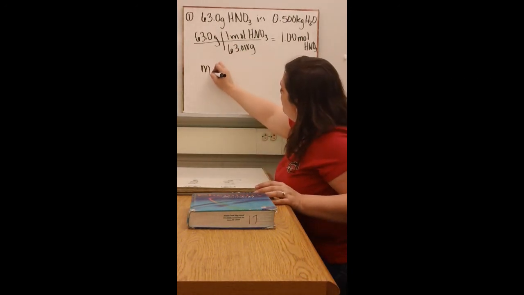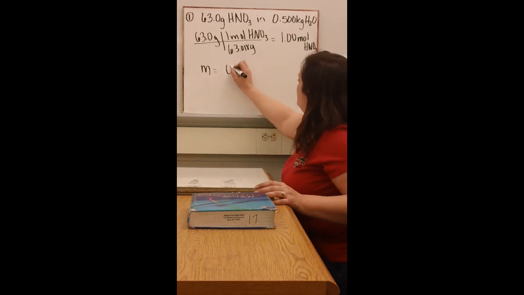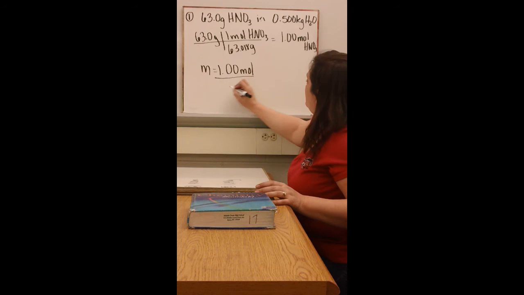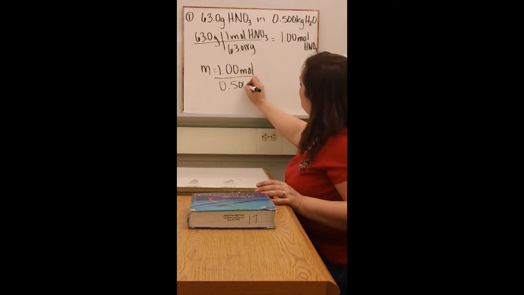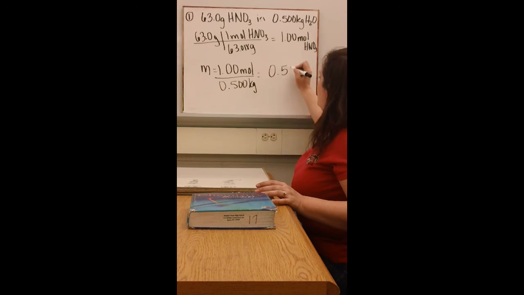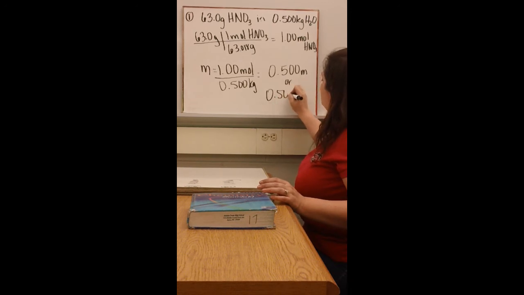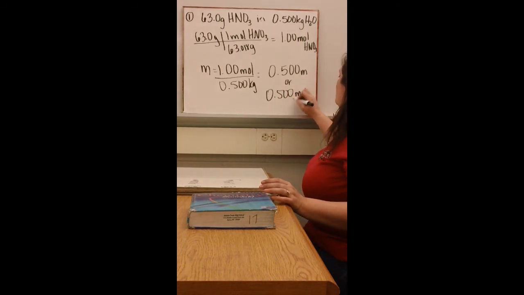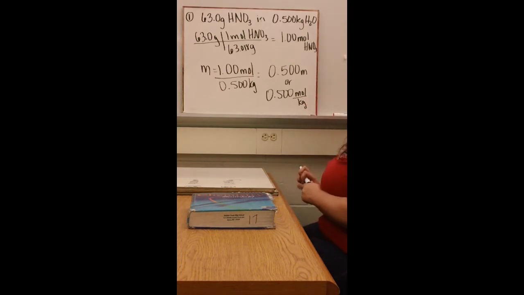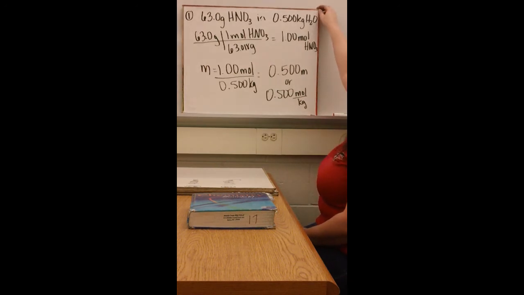Next, we can plug into our formula. The molality is equal to the number of moles, 1.00, divided by the number of kilograms of solvent, 0.500. And so when we then divide, we get 0.500 little m, or 0.500 moles per kilogram. And again, we're keeping 3 significant figures because we were given 3 in the problem to begin with.